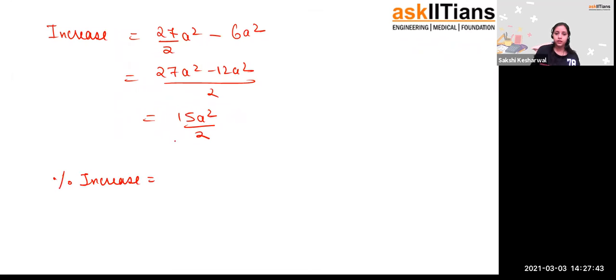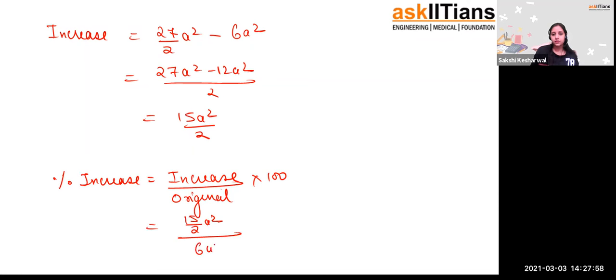Now the percentage increase formula is how much, beta? The percentage increase formula is increase upon original value into 100, right or not? So the increase is 15/2 A² upon the original, which is 6 A², into 100.